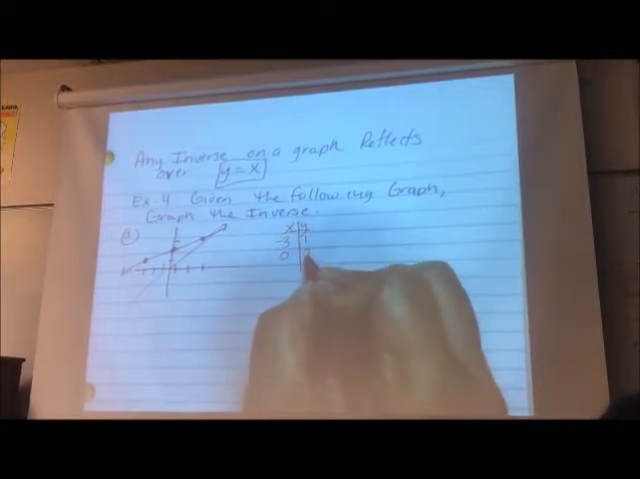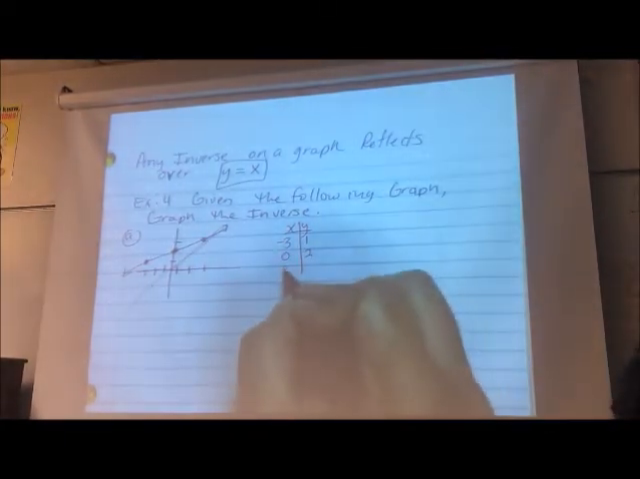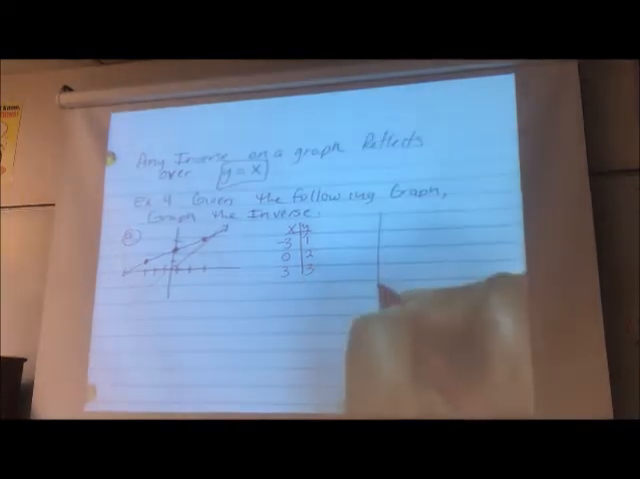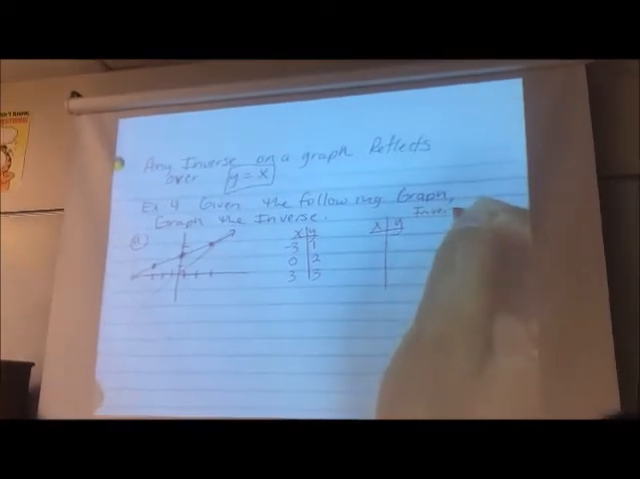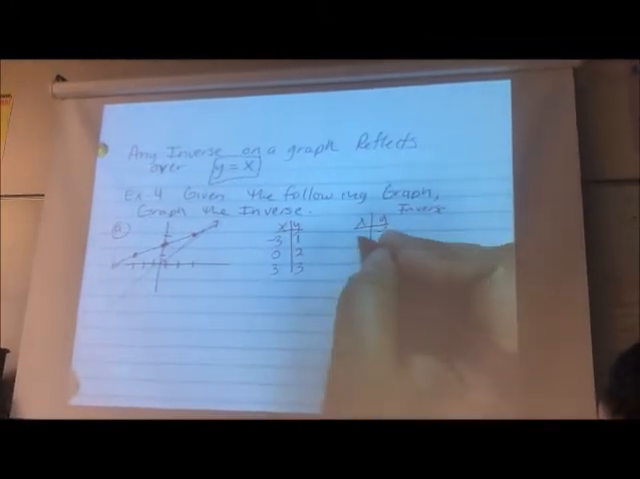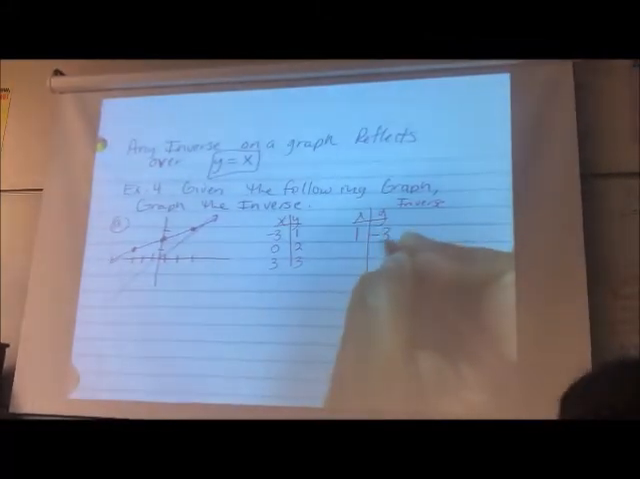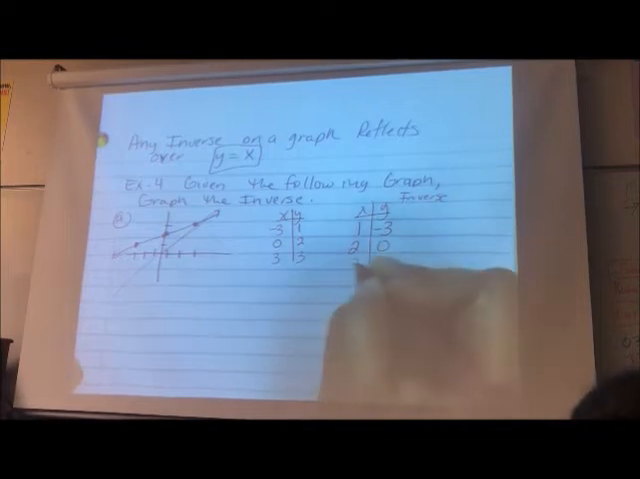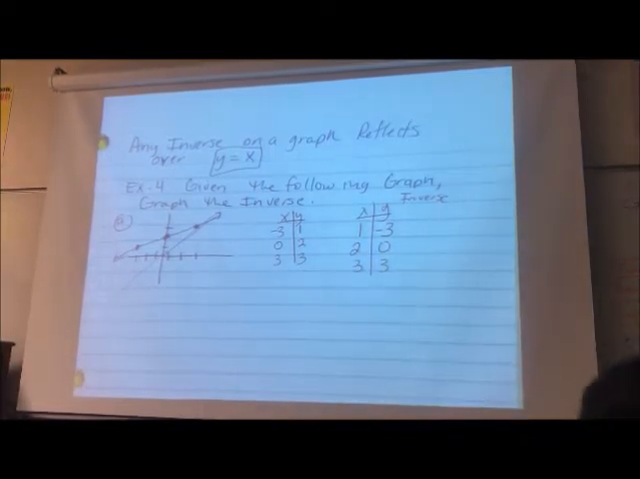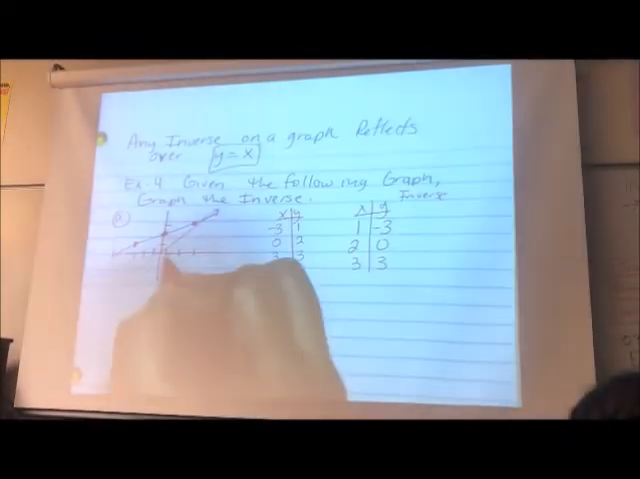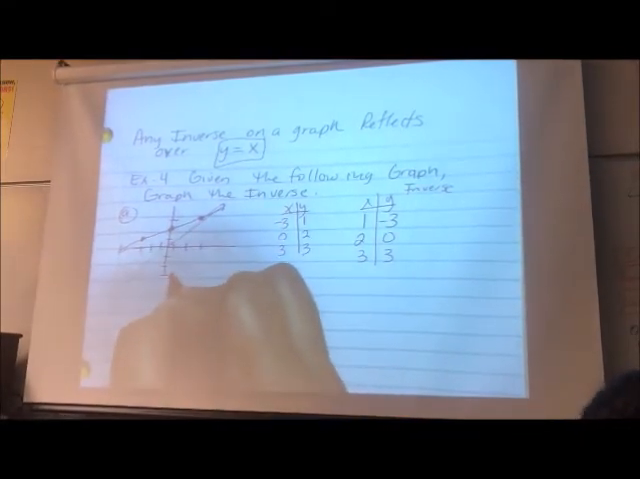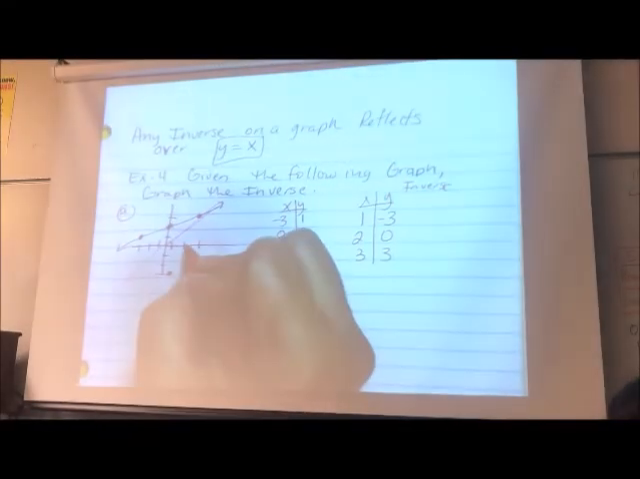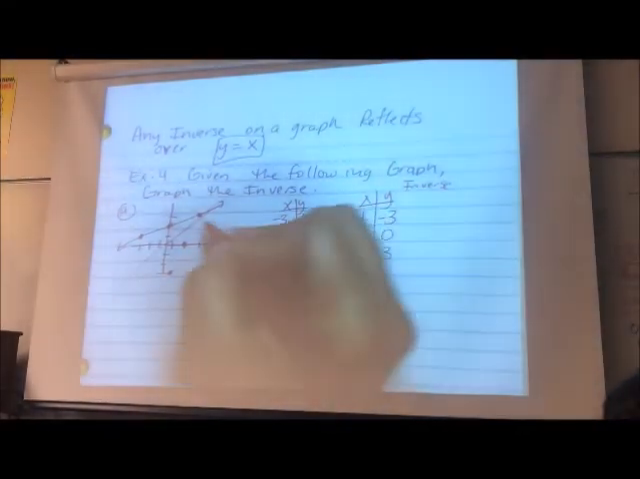0, 2. And this one is 3. So if I find the inverse, my new points are going to be what? 3, 2, 0, and 3, 3. So when I sketch this, 1, negative 3 is going to be here. 2, 0 is there, and 3, 3 is there.